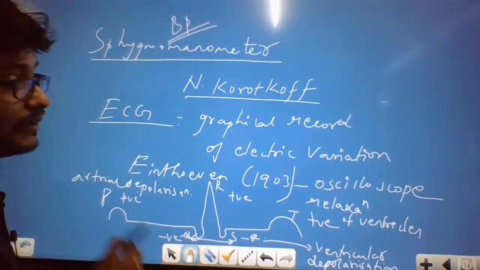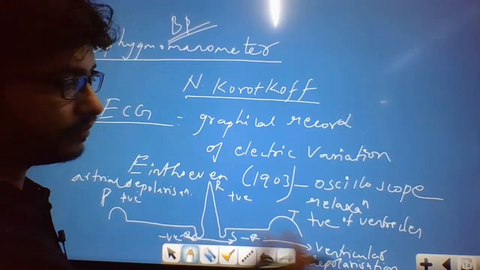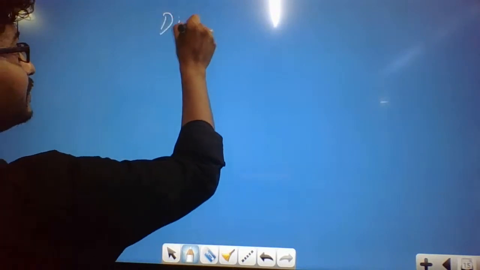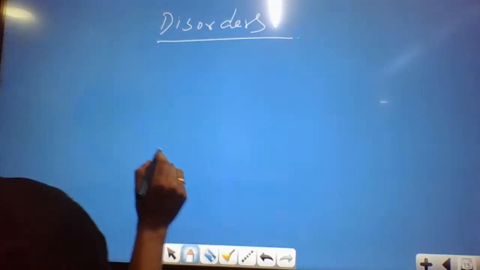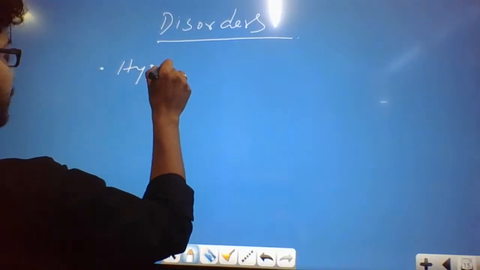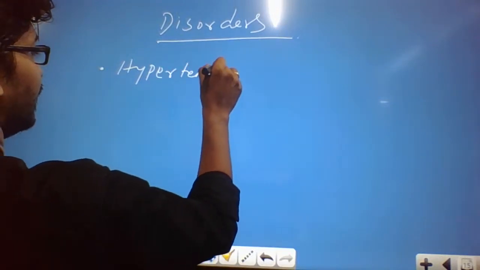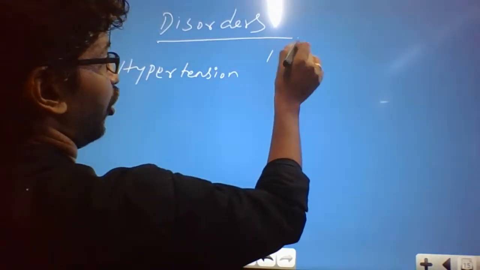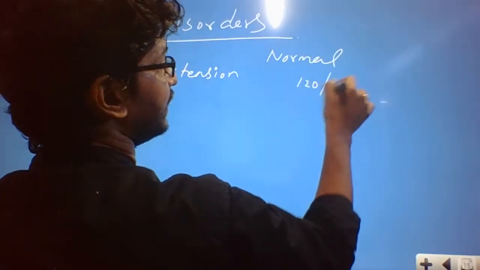So now the last part of this body fluids and circulation, we'll discuss disorders. When we talk about the disorders, the first disorder is hypertension. When we talk about hypertension, as I already told you, the normal blood pressure BP range is 120 80, the normal range actually.